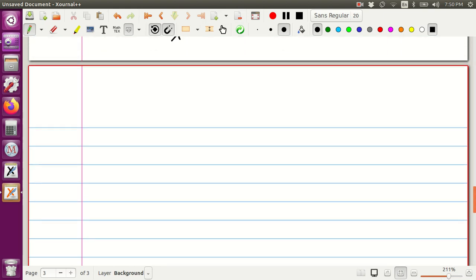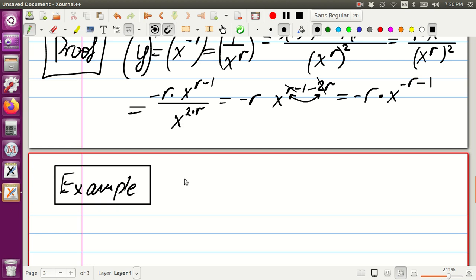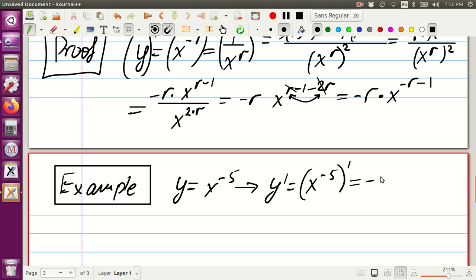Alright, so what would be an example for this theorem? An example would be something like this. y equals x to the negative 5. So if you want to find the derivative of y, we have to find the derivative of x to the negative 5. And the rule says take negative 5, put it down, and multiply it by x to the negative 5 minus 1. So our final answer is negative 5x to the negative 6.